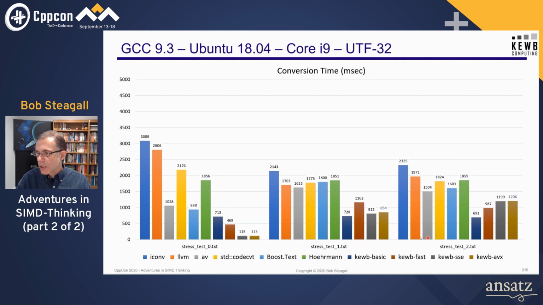And then on the case of the interleaved Chinese and ASCII code points, there was effectively no difference between the AVX and SSE implementations. So this was the behavior on GCC. And it's very strange, I think, relative to the behavior that I observed with Clang and with Microsoft's compiler.